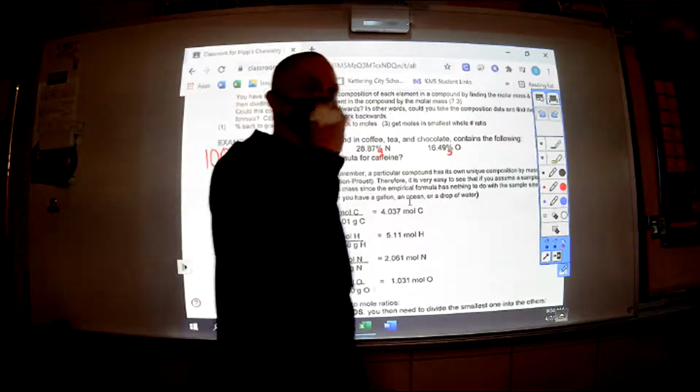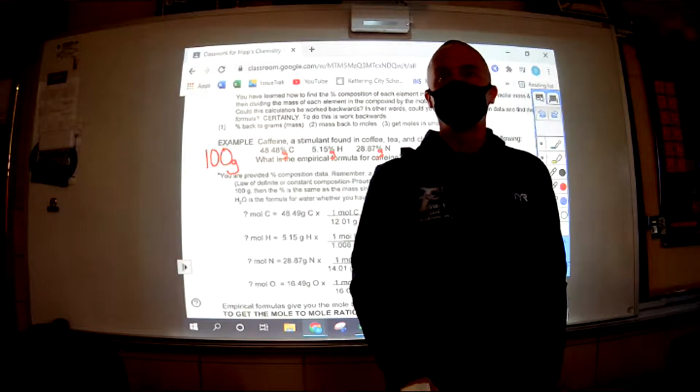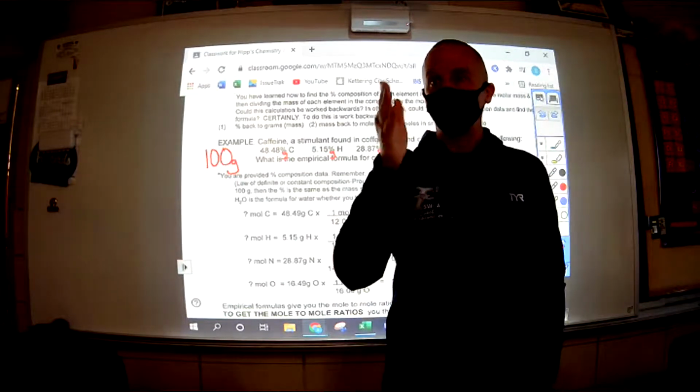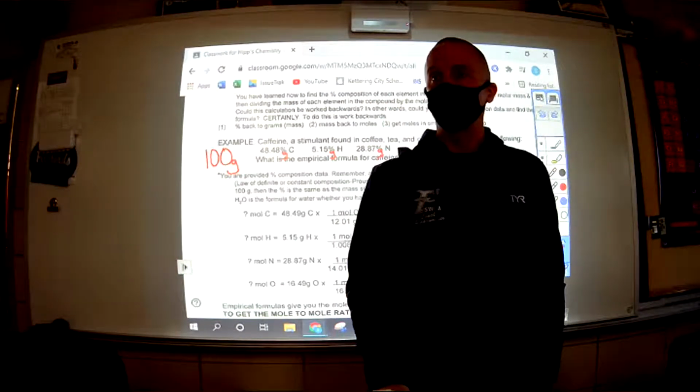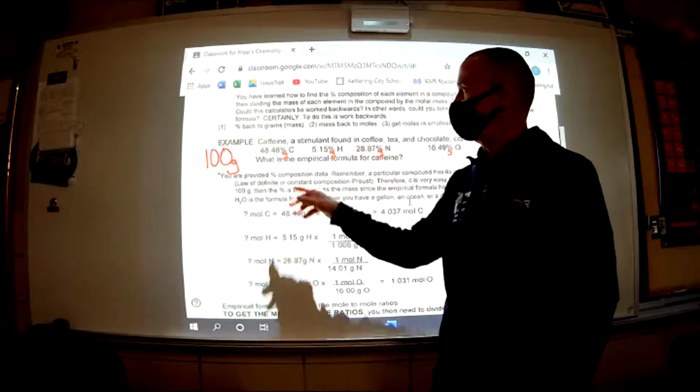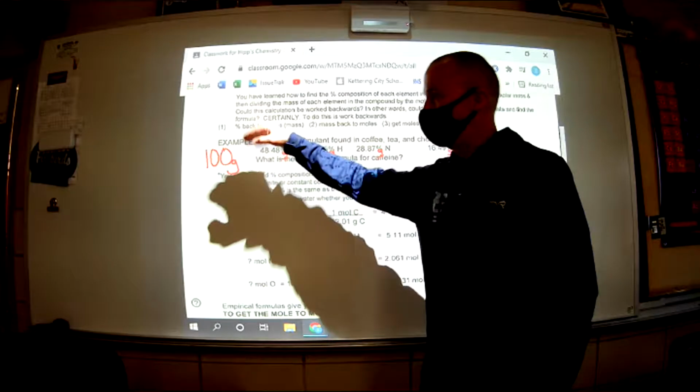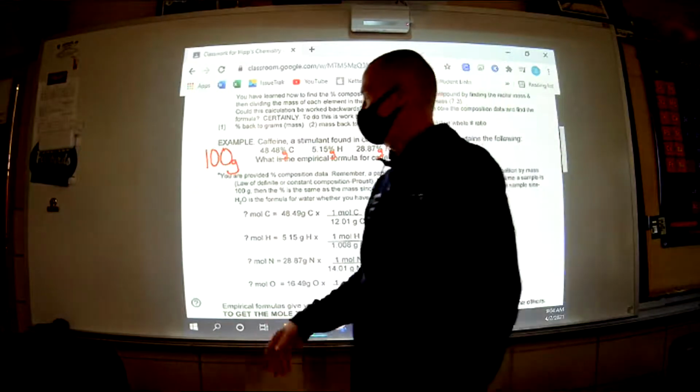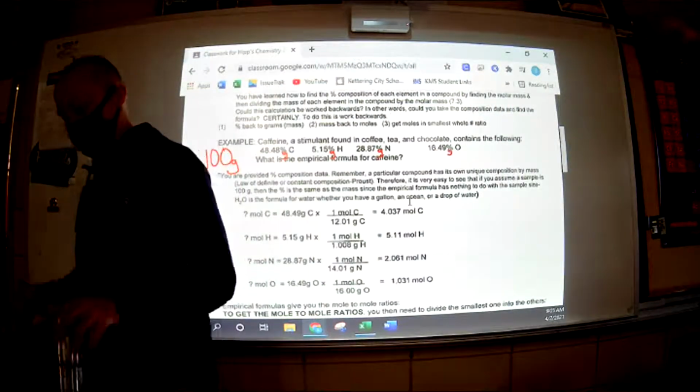We learned to do this calculation. We just did this calculation on last night's homework and the night before. If you know how many grams your sample is, you just take the percent, put it back in decimal form, and multiply it by the grams of the sample. That's all you did there.